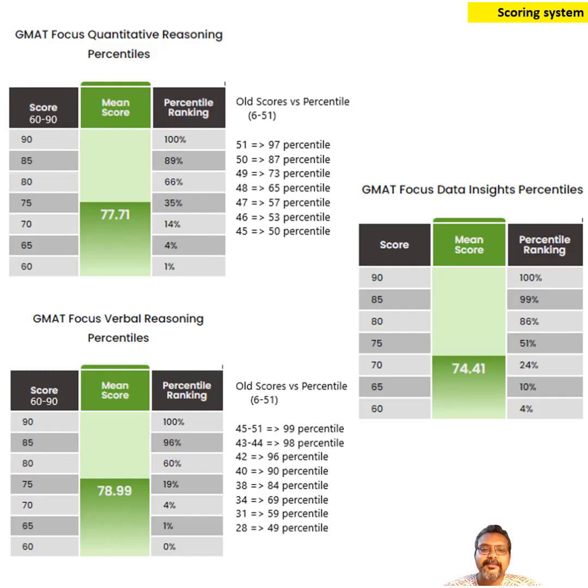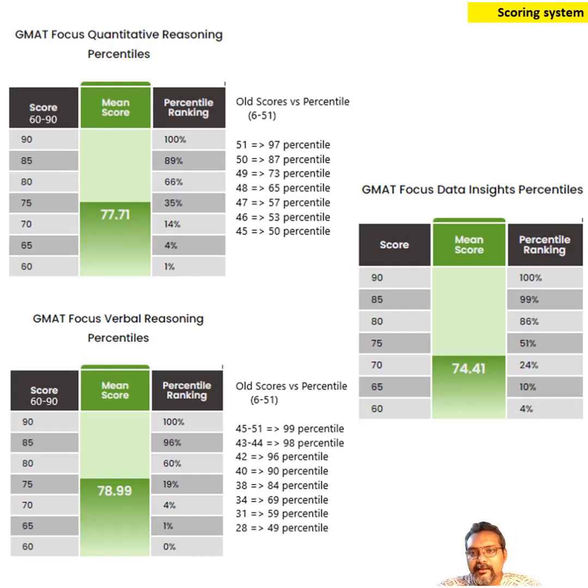So if someone who has written the old version got a verbal score of 40, which was out of 6 to 51, as a 90 percentile, it will be somewhere in the range of 80 to 85 in the new Focus Edition version, which will also fetch him around 90 percentile. Okay.